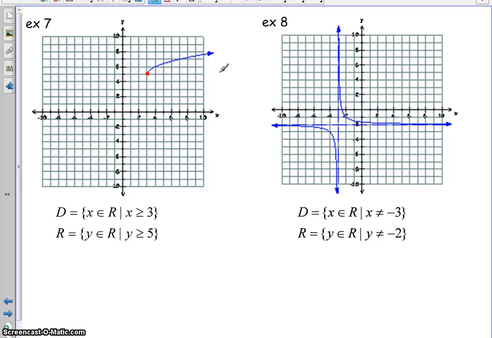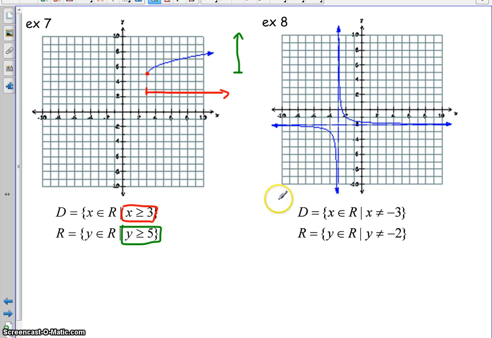So you can see for your domain, x exists everywhere from 3 on to the right, so x is greater than or equal to 3. And for my range, y exists everywhere from 5 on up, so y is greater than or equal to 5.